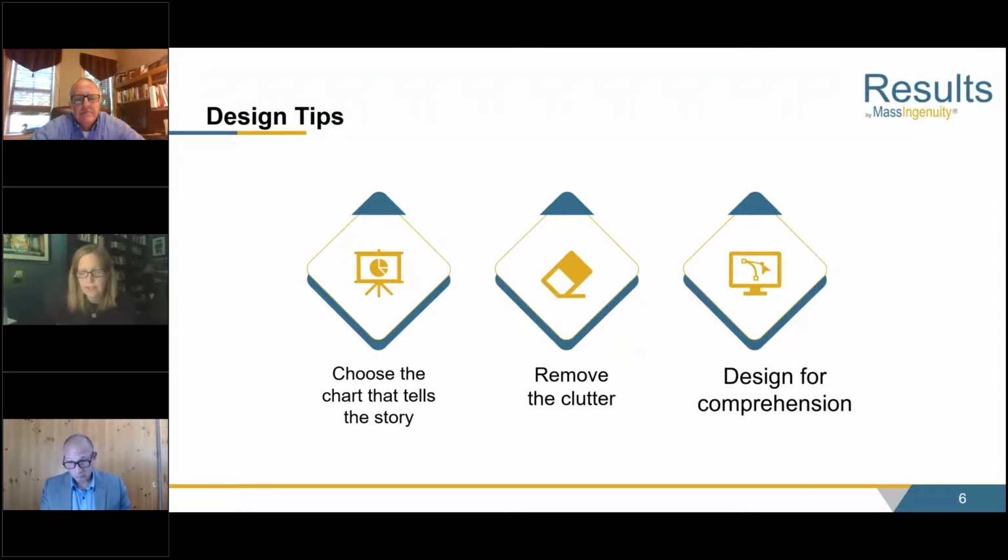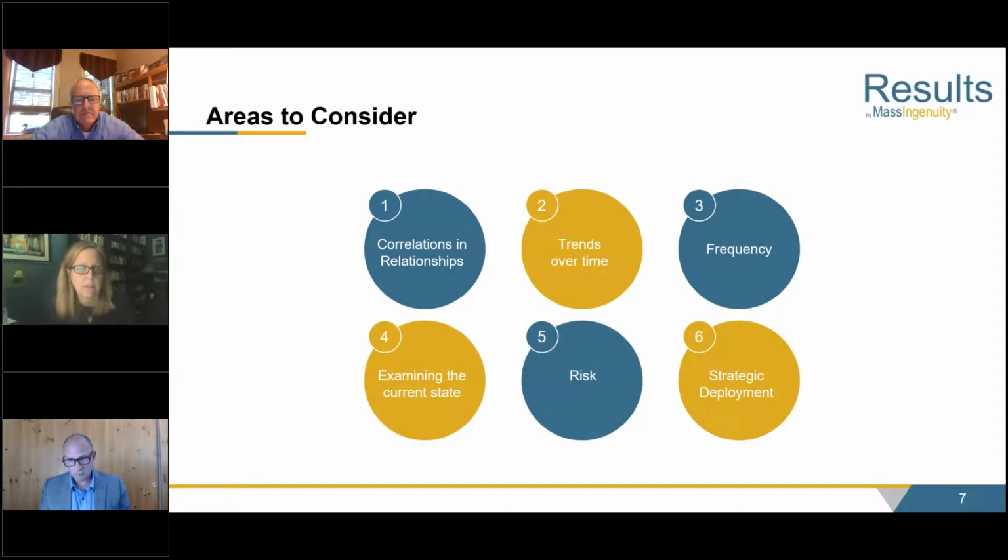So let's take a look at some areas to consider. When we think about how we need to understand our business and where visualizations can help us, Jim and I would argue not just with senior leadership and a strategic plan. Think about the operations too. Looking at our core work, correlations and relationships, understanding your data, trends over time, the frequency that something happens or does not happen, or the volume potentially.